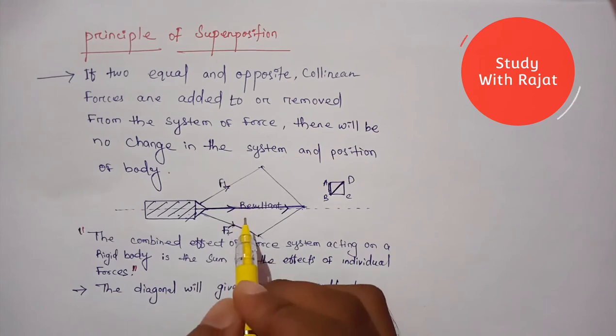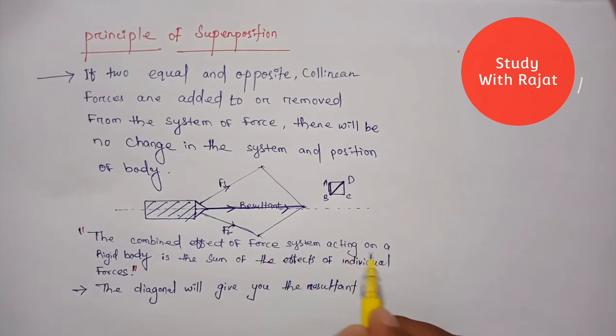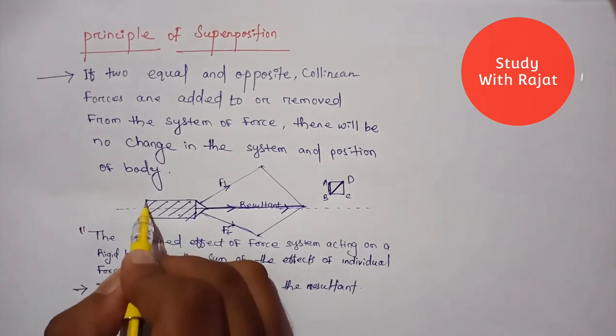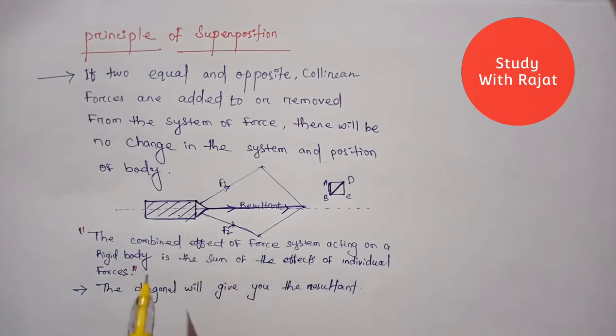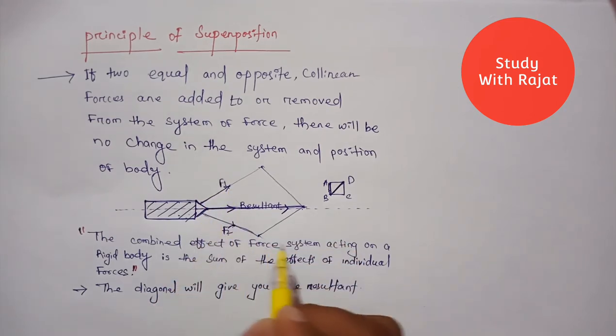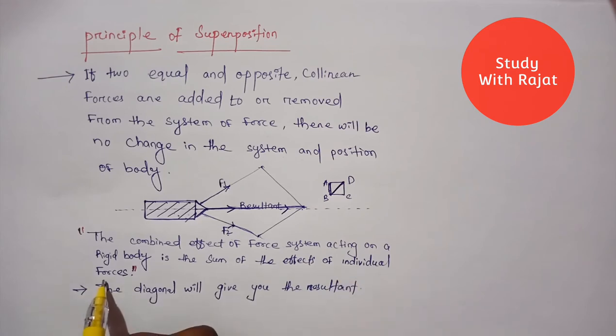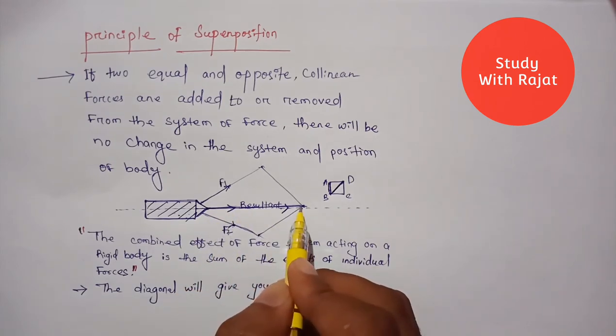So here we can say the combined effect of a force system acting on a rigid body. If I say this is a rigid body, and the combined effect of forces, combined means here we can take F1 as a force and F2 as a force, is the sum of the effects of individual forces, and the diagonal will give you the resultant. So here a diagonal is there, so a question will appear in your mind: what is the diagonal?